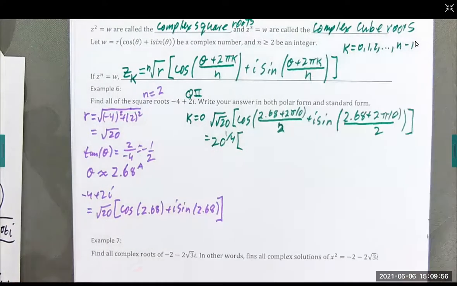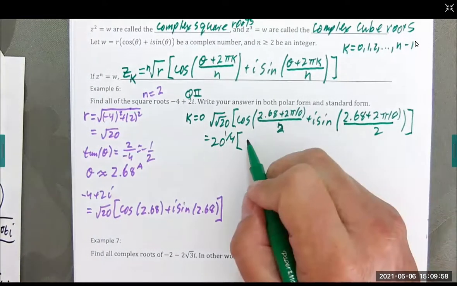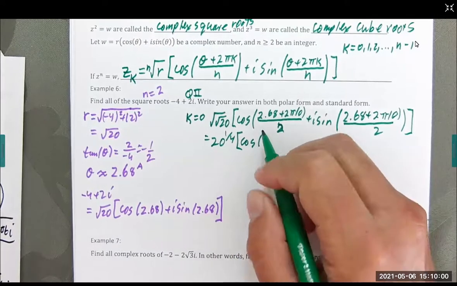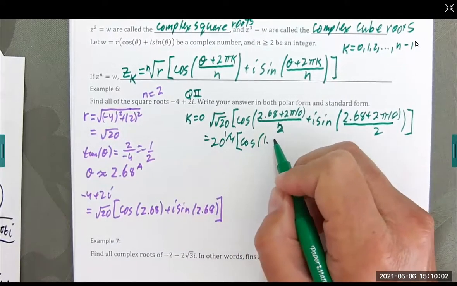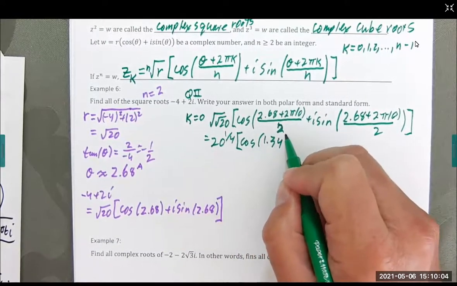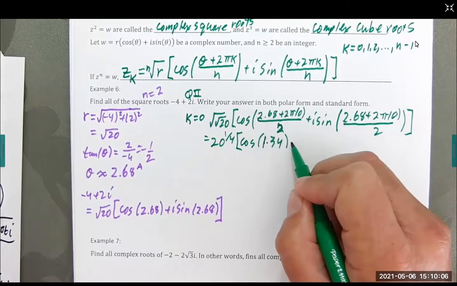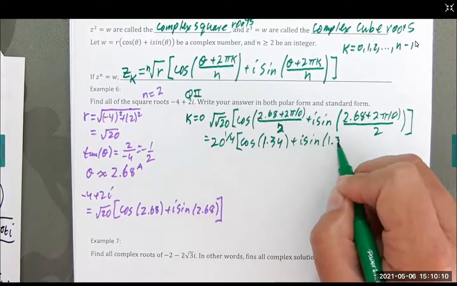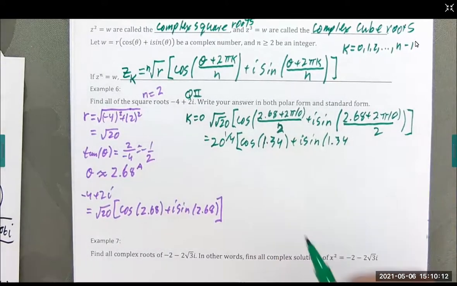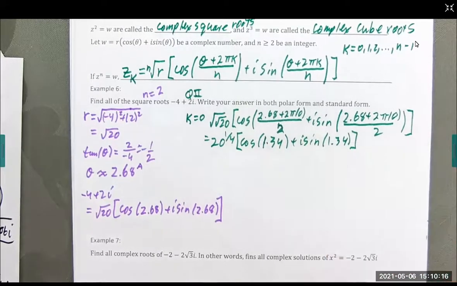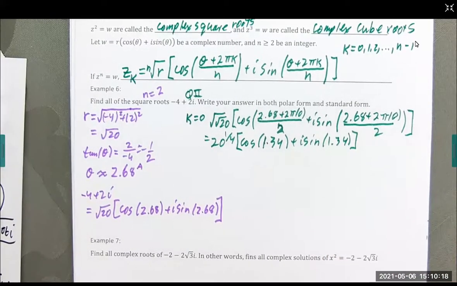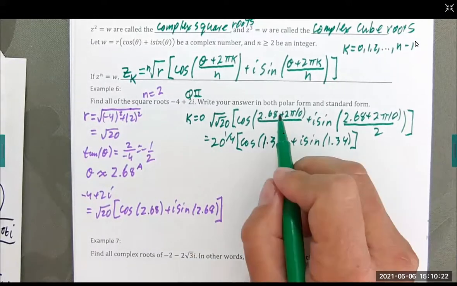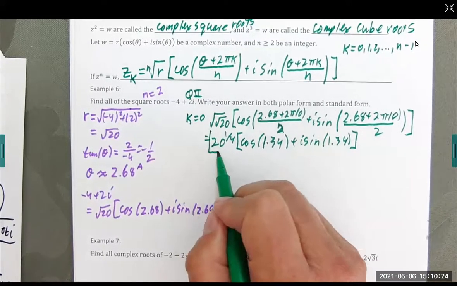So about 1.34 radians. Cosine of 1.34 radians plus I sine of the same value, 1.34. And again, I stored this off in B. I'm not going to write it in there, it gets too cluttered. So this is the polar version of this, so this is the answer in one form.